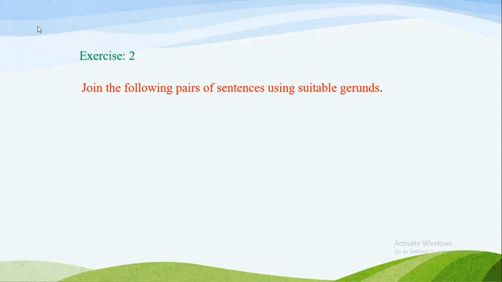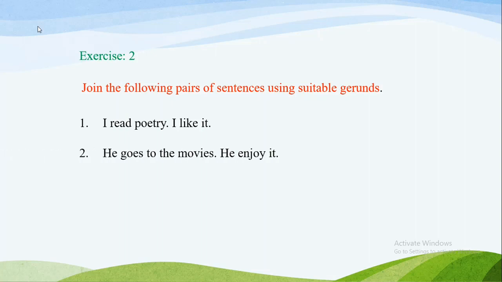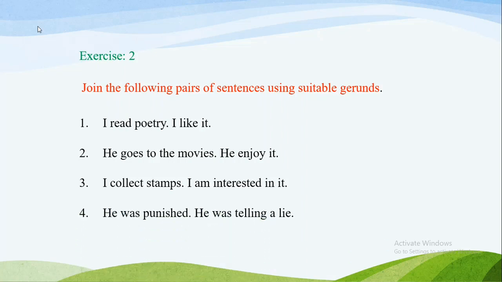Second, join the following pairs of sentences using suitable gerunds. Number 1. I read poetry, I like it. Number 2. He goes to the movies, he enjoys it. Number 3. I collect stamps, I am interested in it. Number 4. He was punished, he was telling a lie.